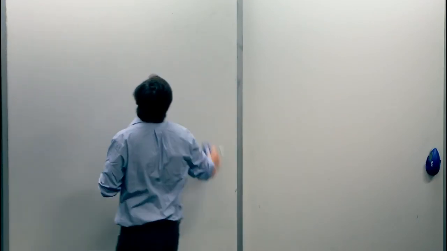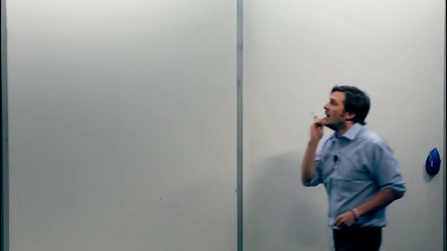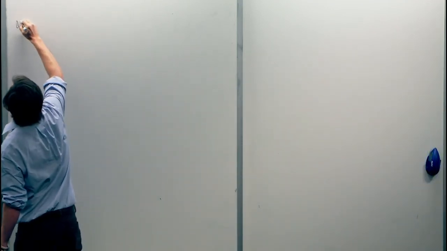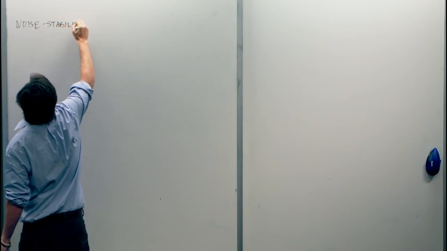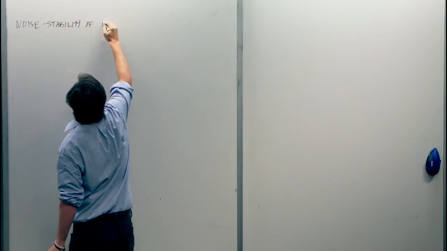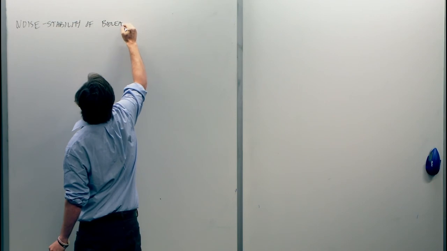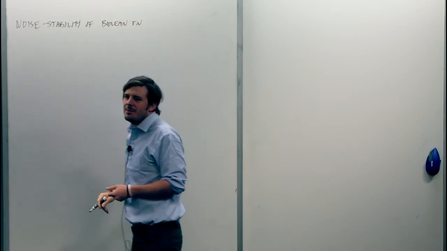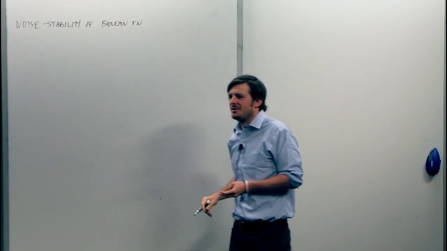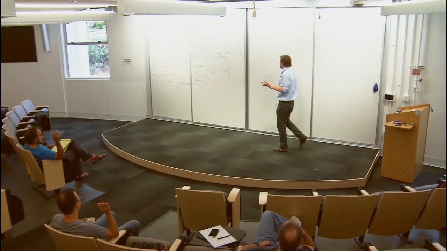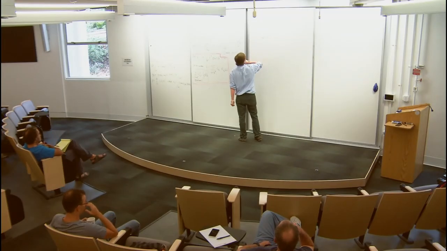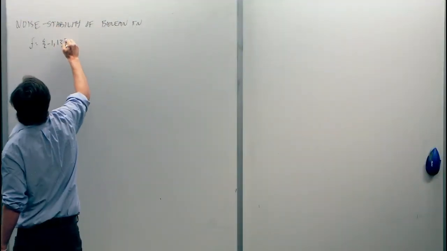Okay, to do that, I need to define something called the noise stability of a Boolean function. So how many people in here are familiar with the noise stability of a Boolean function? Okay. Not everyone, so good. I will definitely define it then. So first let me define it for the cube.